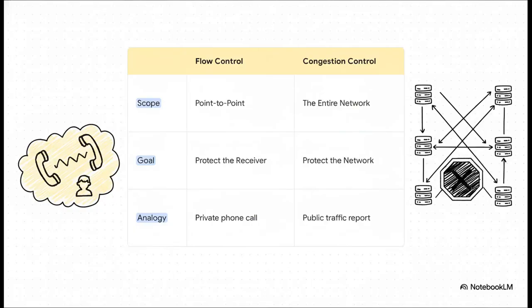And this slide right here, this is exam alert territory. This is pure gold. If you get a question asking for the difference between the two, this is your answer. Burn this into your brain. Flow control is point-to-point, a private call to protect the receiver. Congestion control is about the entire network, a public traffic report to prevent total collapse. You understand this, you are halfway to an A.